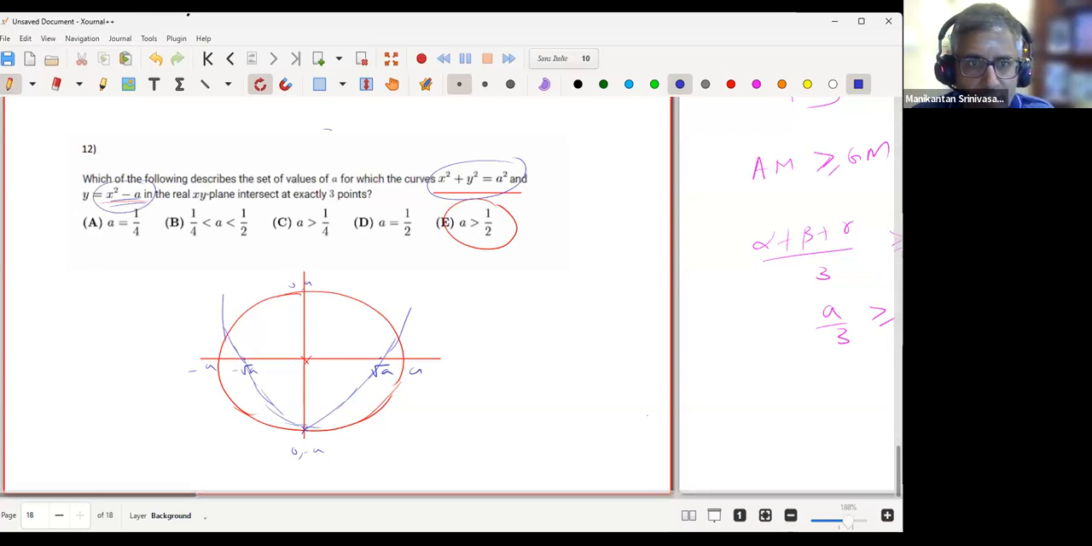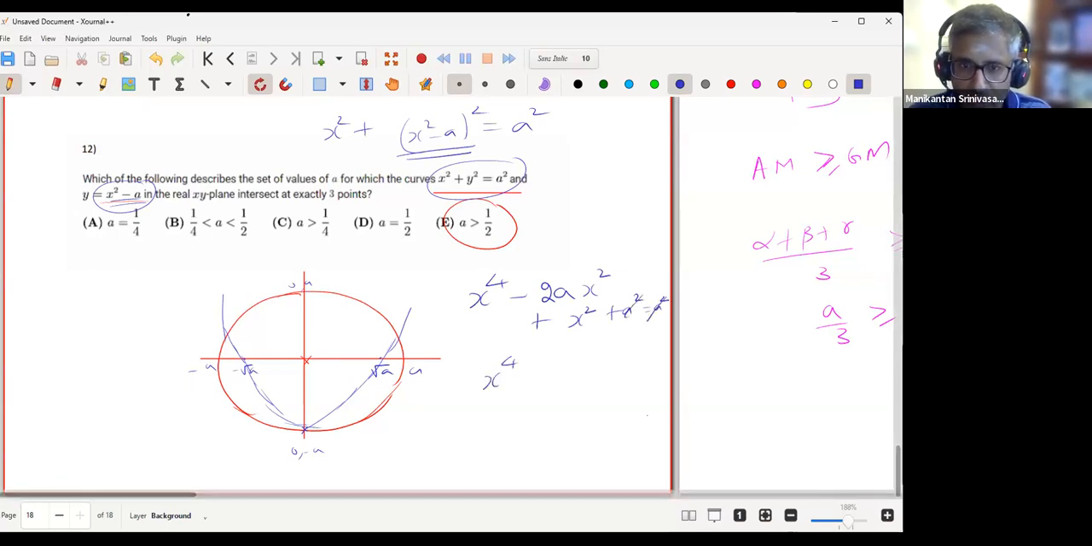So y equal to x square minus a. So let's do that. x square plus x square minus a the whole square equal to a square, right? So this is x power 4. This is x power 4 minus 2a x square and then plus another x square plus a square equal to a square, right? So we have x power 4 equal to 2a minus 1 into x square. So this equation must have exactly 3 roots. So actually it has 4 roots. What you mean is 3 distinct roots.